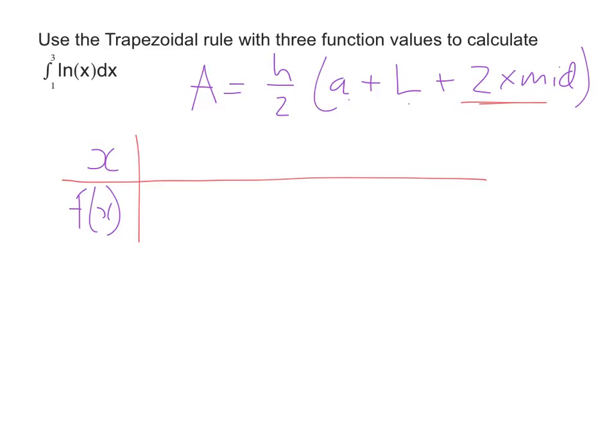So what do we have? Our x values are 1, 2, and 3. They're nice and easy. We don't need to use fractions. If it were 5 function values, we'd need to go 1, 1.5, 2, 2.5, 3. But it's only 3 function values, nice and easy. So to fill out the table, it's very easy. That's the natural log of 1, the natural log of 2, and the natural log of 3.